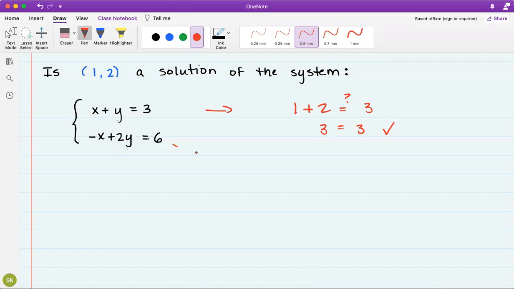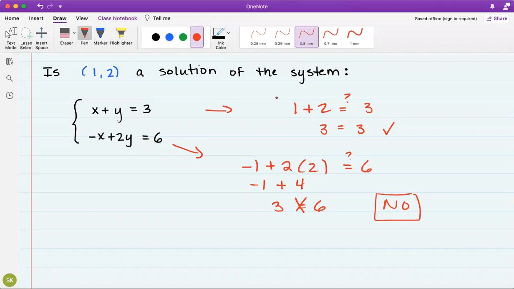Now let's try the bottom one. -1 plus 2 times 2, is that equal to 6? Well, I get -1 plus 4, which is equal to 3. Is 3 equal to 6? The answer is no. So this point is not a solution to the system. It satisfies one of the equations, but not both. And since it doesn't satisfy both, it's not a solution.